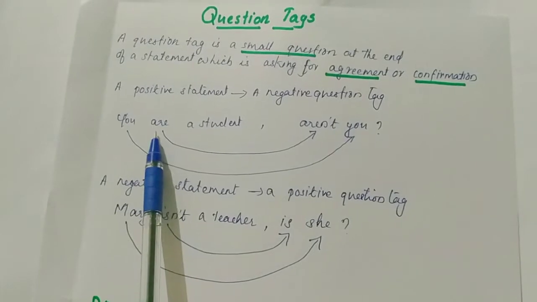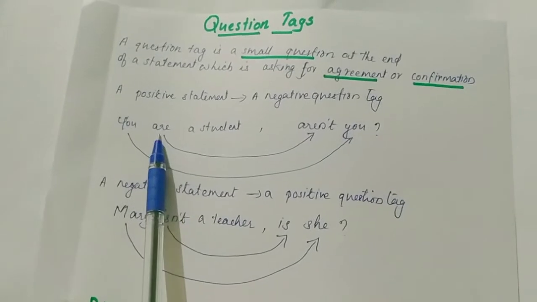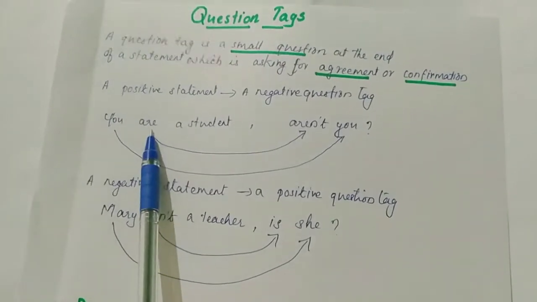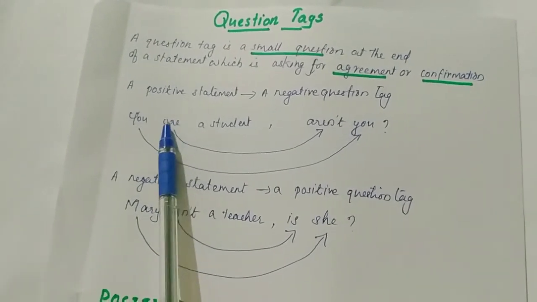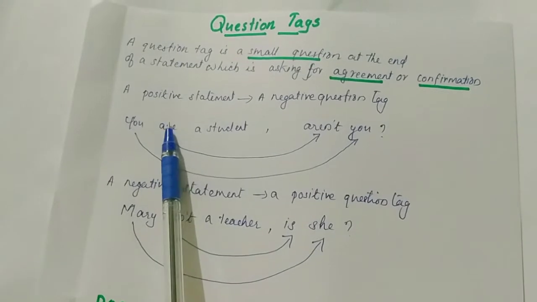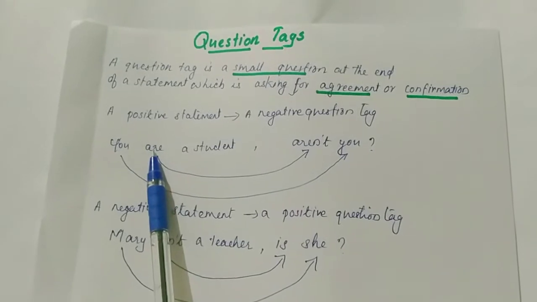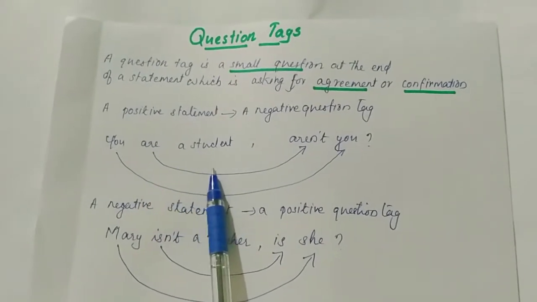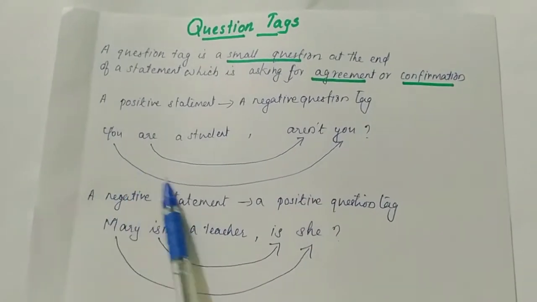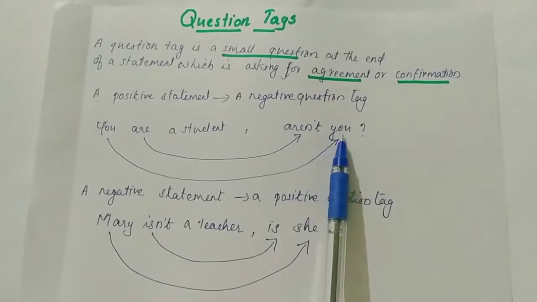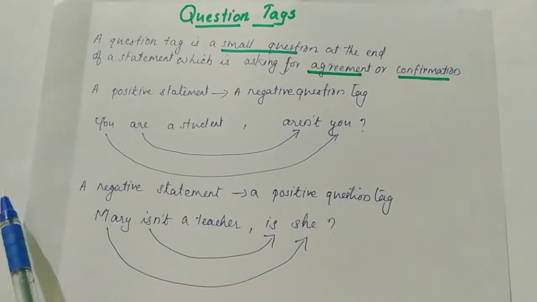How do we make this question tag? When we get a sentence, we should see what the auxiliary form of that sentence is. Here the auxiliary form is are. Along with this auxiliary form, we make the question tag. And this is a positive form, so we should change it to negative form. Are plus not, aren't. And we follow the same subject here: you, aren't you. It is very easy to make this question tag. We just should see the auxiliary form.